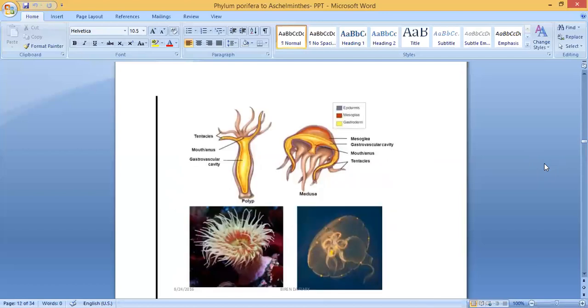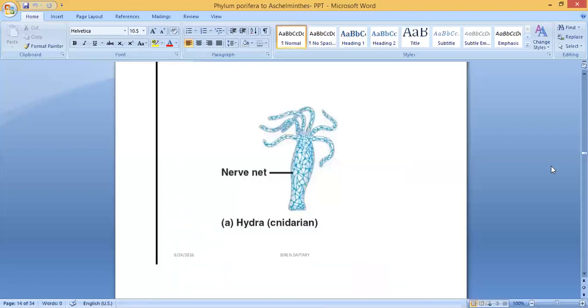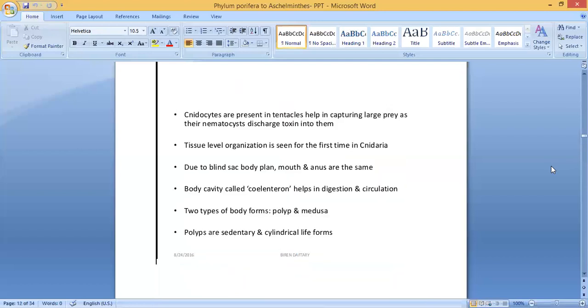That I can also show you here. See, these are the tentacles, which are present around the mouth or anus, because there is only one opening. That opening acts as a mouth and anus. The surrounding structures are called tentacles. This tentacle contains a specialized cell. What is it called? This is called a cnidocyte. This cnidocyte contains a nematocyst.